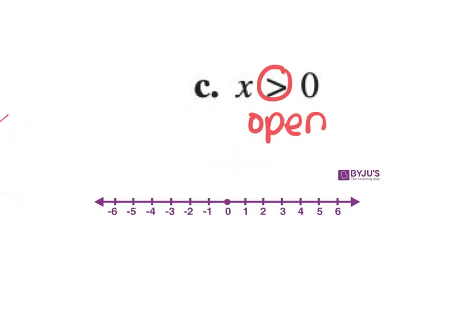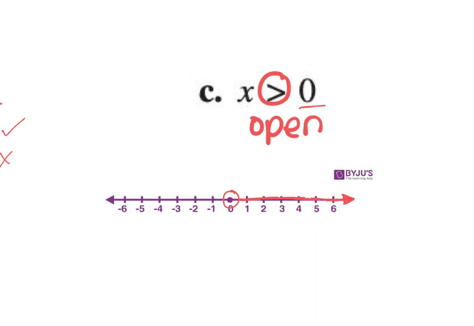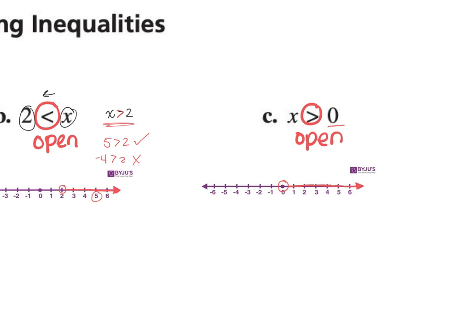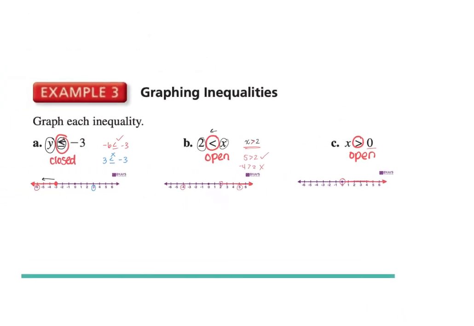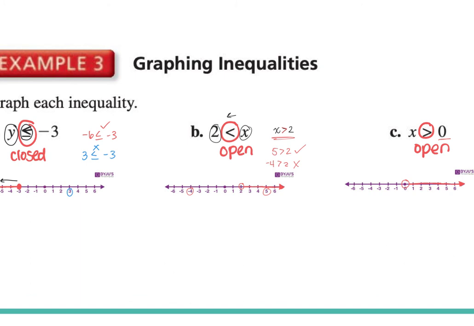And let's check out C. C is probably the easiest one. We're gonna put an open circle at 0, and we're gonna shade everything that's bigger. 1 is bigger than 0, 2 is bigger than 0, 3 is bigger than 0, but nothing to the left, any of the negatives are not bigger than 0. All right, using the 3 examples that we just used, so make sure that you guys are referring back to your notes.